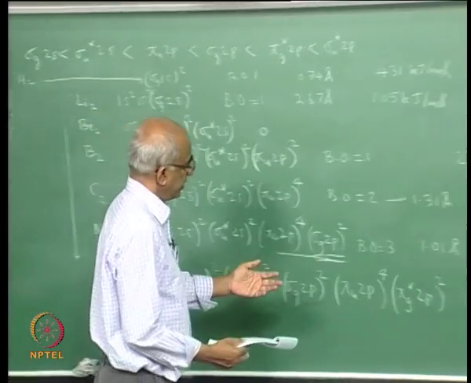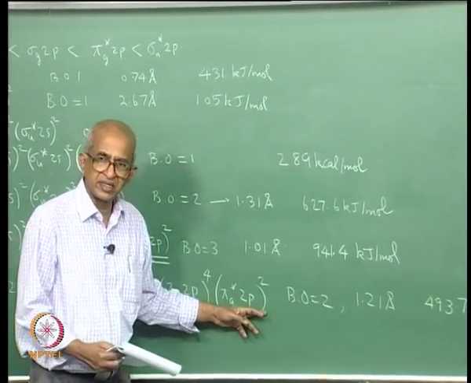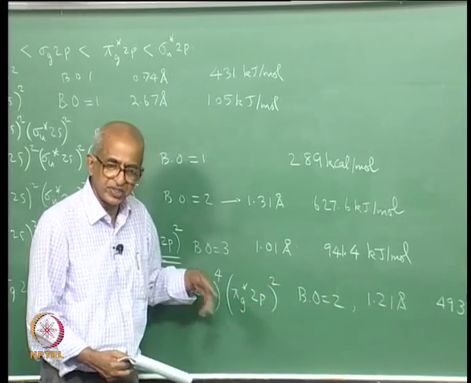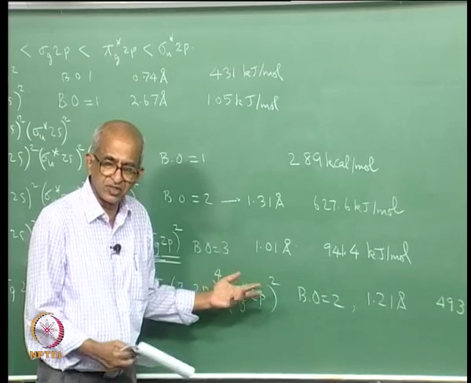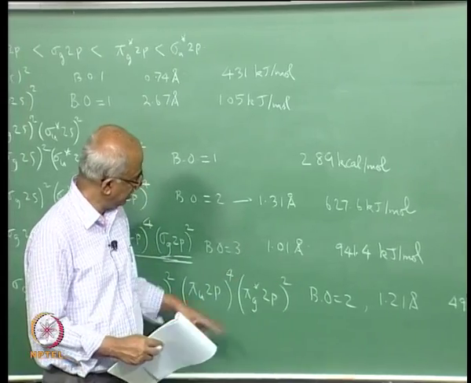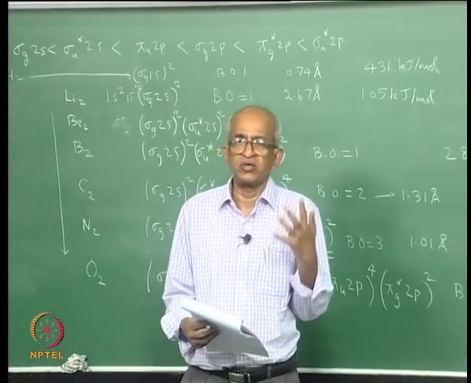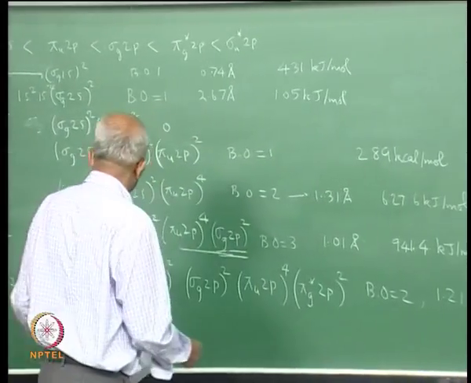So, oxygen is predicted to be paramagnetic, because there are 2 electrons sitting in pi g 2p. Pi g 2p is doubly degenerate. So, therefore, the 2 electrons are unpaired. Now, suppose I remove an electron from oxygen to get O2 plus.